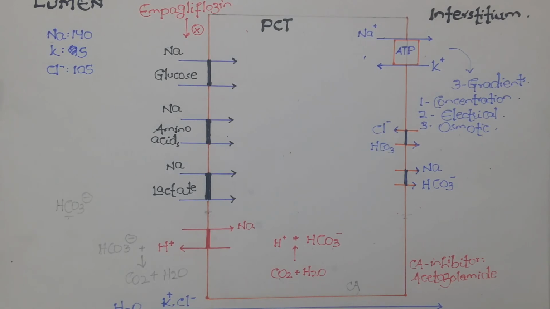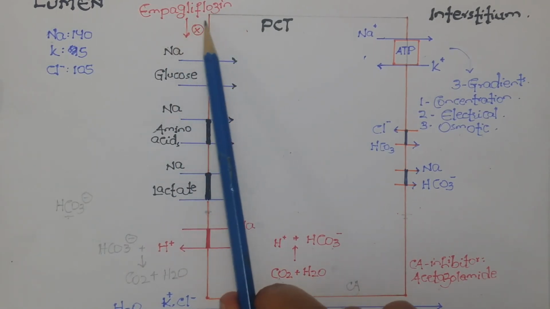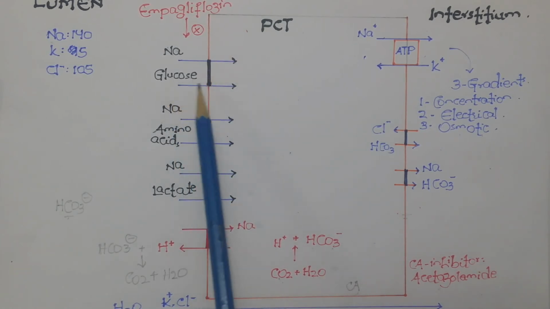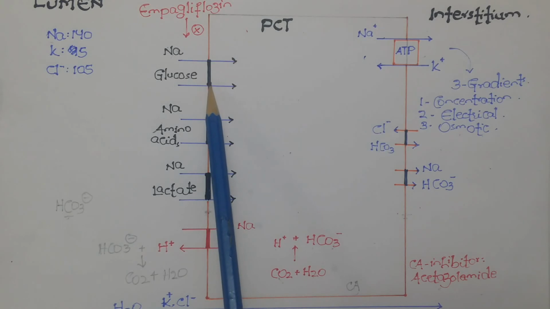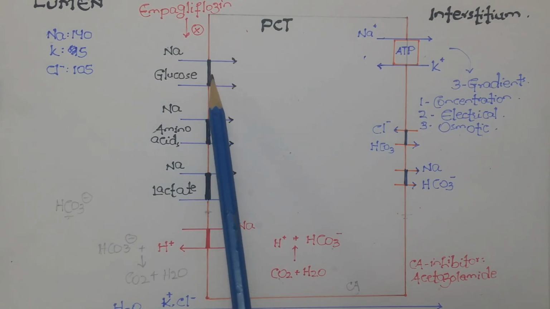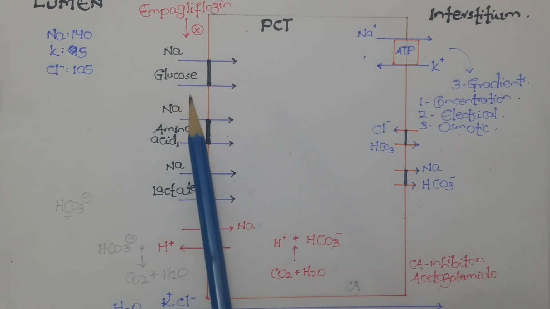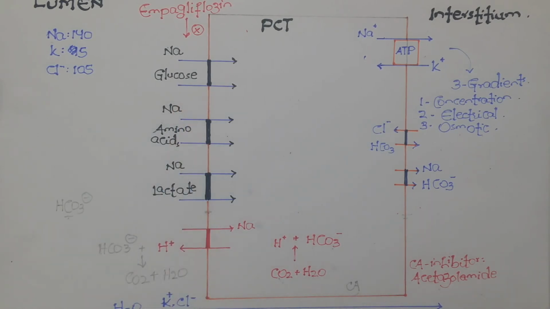Similarly, we have drugs by the name of empagliflozin and dapagliflozin, which selectively block the sodium glucose cotransporter in the apical membrane of the proximal convoluted tubule. Inhibition of this cotransporter inhibits the reabsorption of glucose in the proximal convoluted tubule. It stays in the tubular lumen and is delivered to the later segments of the nephron. Most of it remains unabsorbed and is excreted in urine.